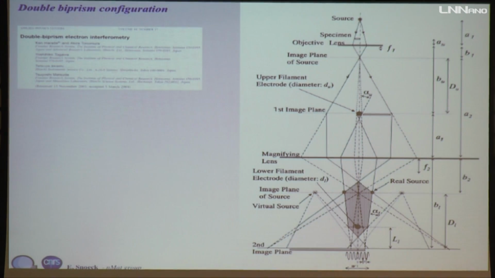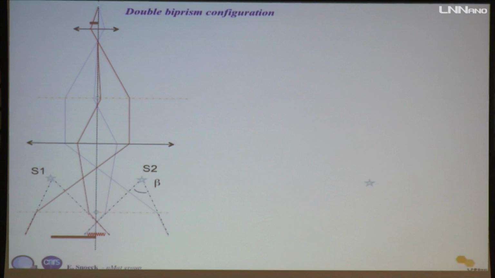Maybe this one is too complicated, but I will just make a brief introduction to it. To overcome this problem, people at Hitachi in Japan, in the Tonomura group, have built a new microscope with two biprisms. I will try to show you, and it's okay if you forget it.